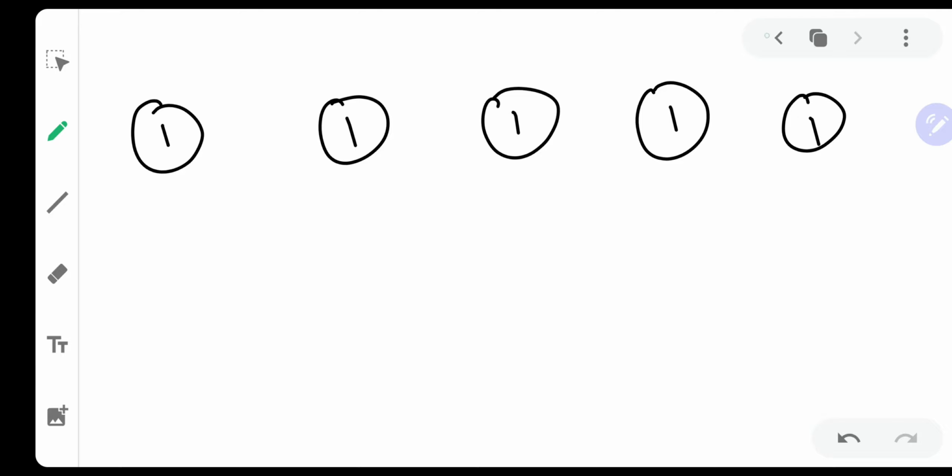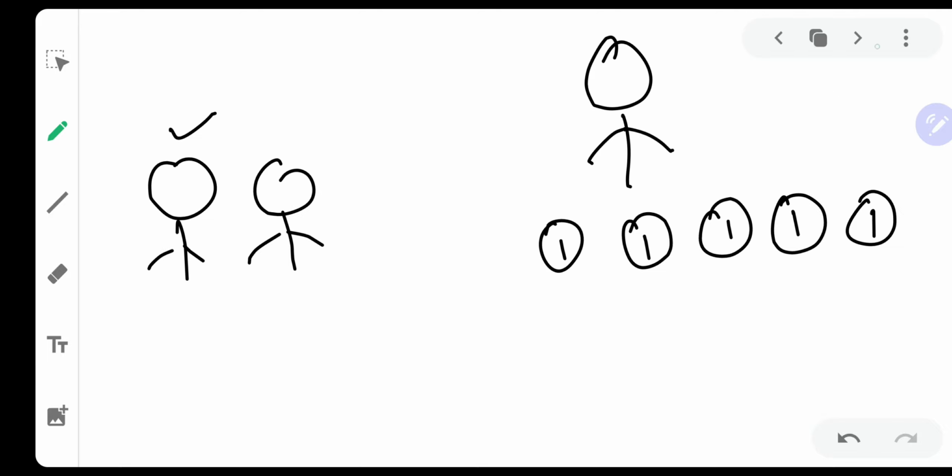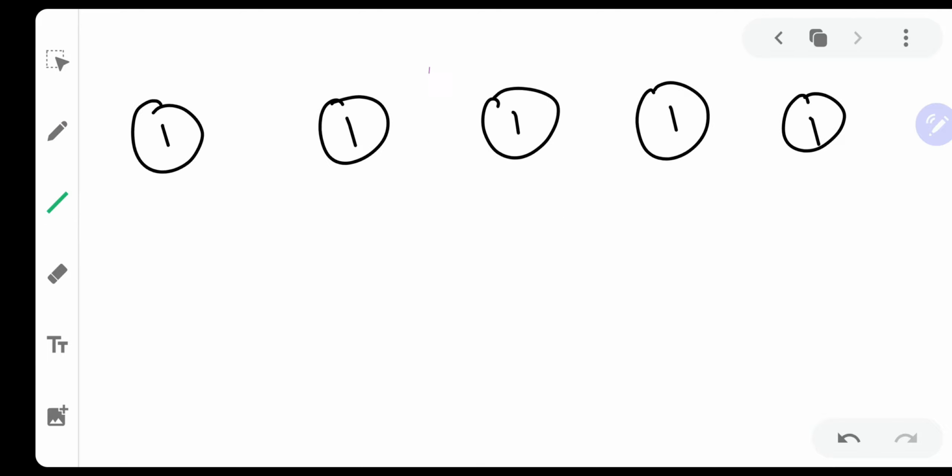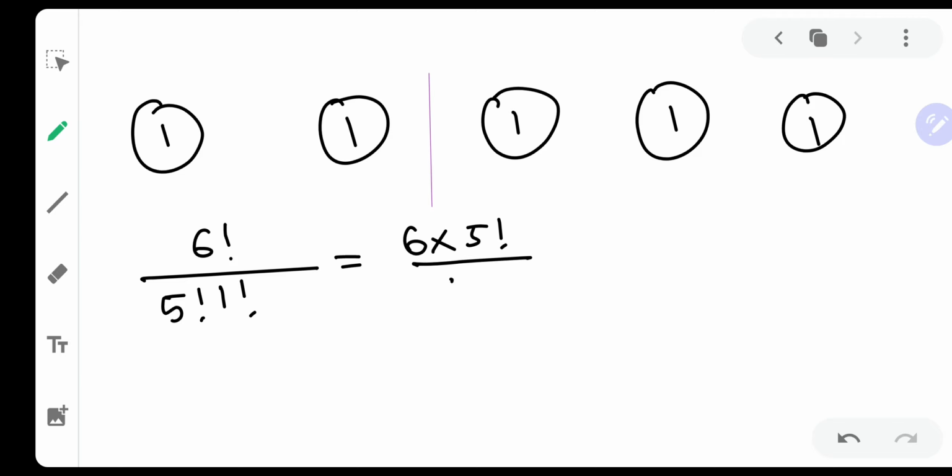I have 1 rupee coins placed on the table. These are 5 coins. Now there are 2 beggars, so I will need one partition. So let this be the partition. Now total objects are how many? 1, 2, 3, 4, 5, 6. So 6 factorial. But 1 rupee coins are 1, 2, 3, 4, 5. So that will be divided by 5 factorial upon 1 factorial. So this will just be 6 into 5 factorial upon 5 factorial, and 5 factorial got cancelled. So the answer is 6.